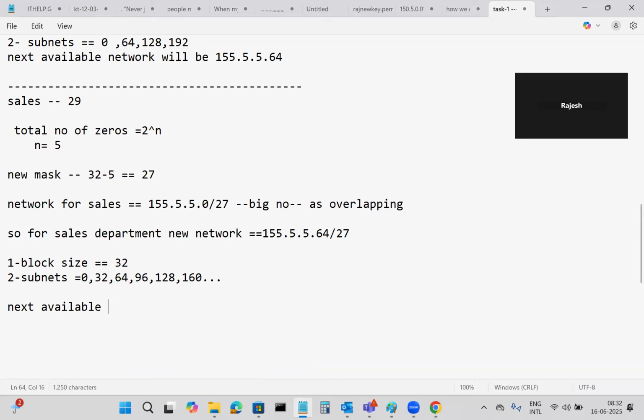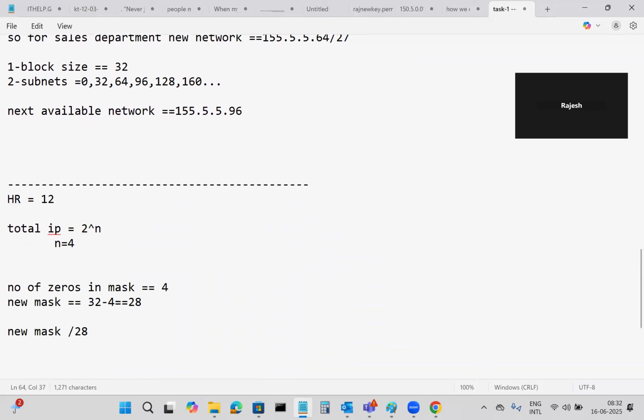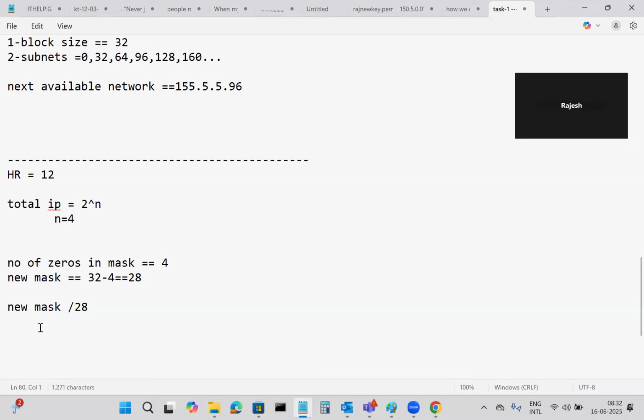Yeah, the next available network is 155.5.5.96. This is my next available network. So for the HR department, my network will be 155.5.5.96 slash, and the mask is 28. This will be the mask. Once we get that, we can find out all things like the total IP. Total IP will be 16 minus 2, which is 14 IPs.